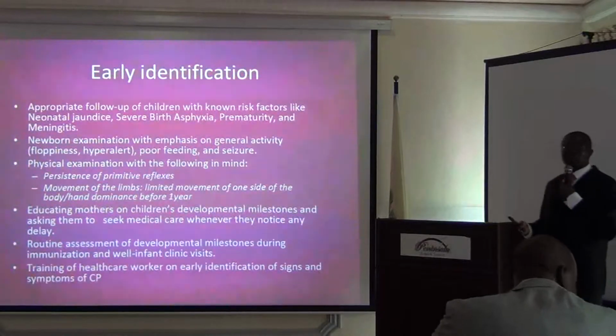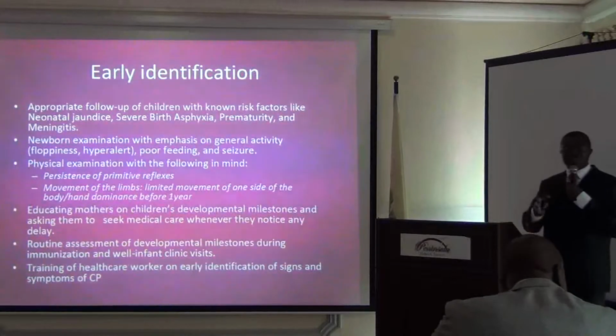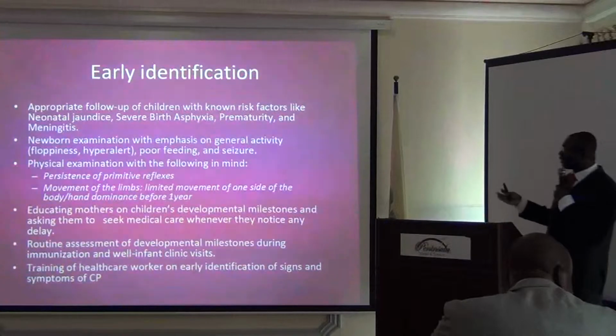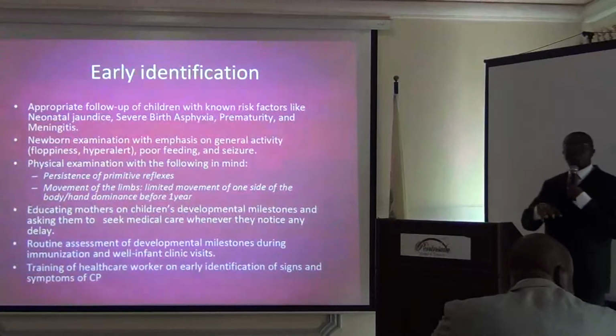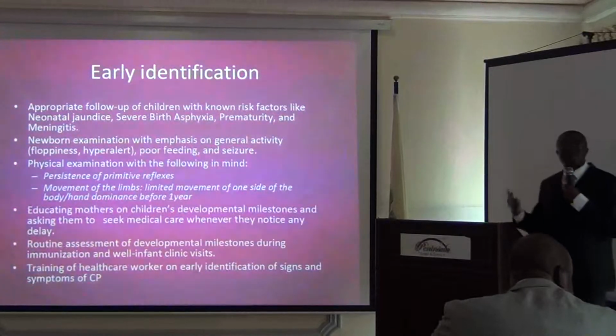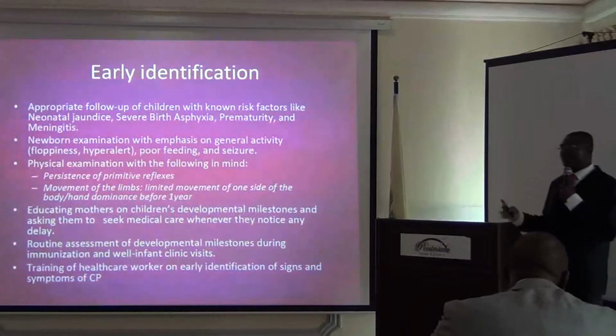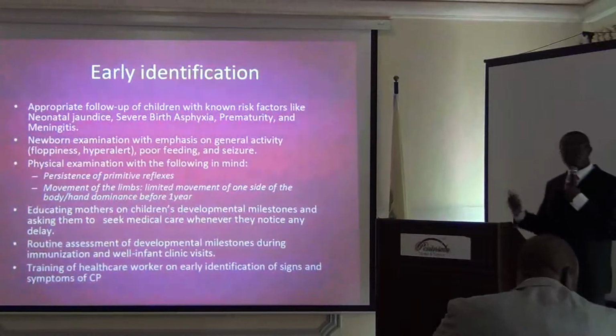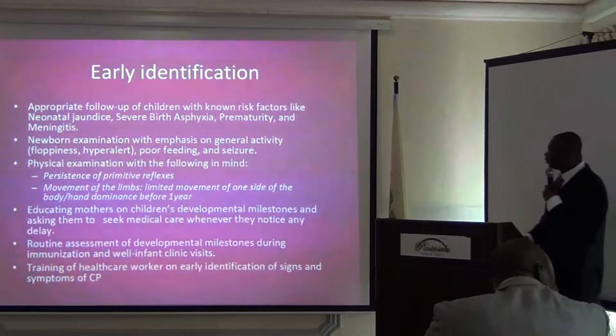We need to tell them that this is the time this child is supposed to achieve so and so milestones, so that once they observe that there is a delay in achieving any particular milestone, they need to seek medical intervention, so that those that have cerebral palsy can be identified early and then start early intervention.